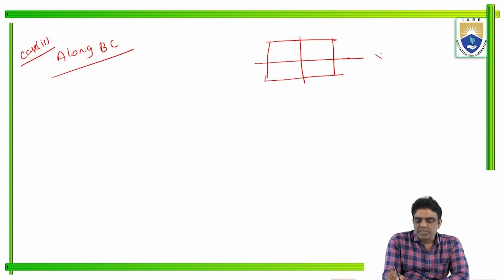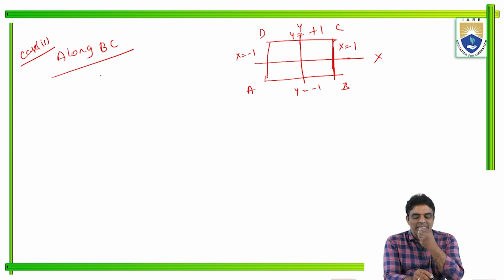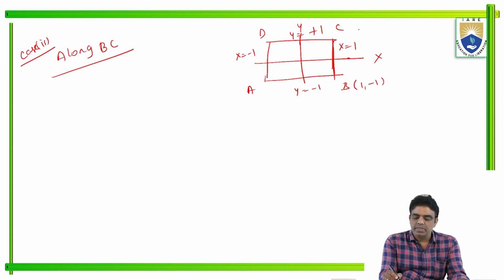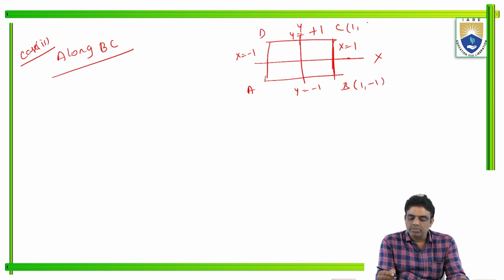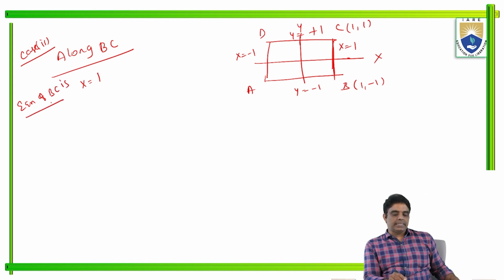This is the x-axis, this is the y-axis. This is x is equal to 1, this is x is equal to minus 1. This is y is equal to plus 1, y is equal to minus 1. So A, B, C, D. Now I am going to calculate along BC. Along BC, what is the equation? This is the point 1 comma minus 1, and here x1 and x2 are the same. So the equation of BC is x is equal to 1.